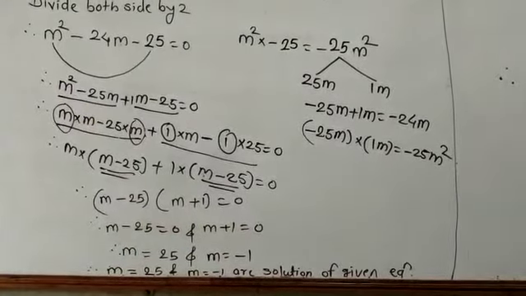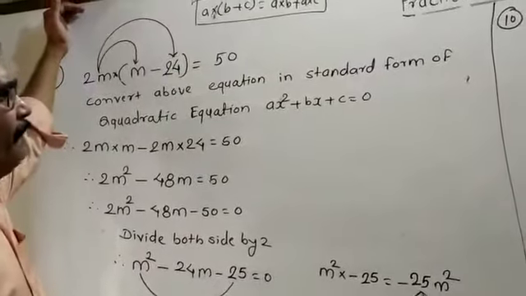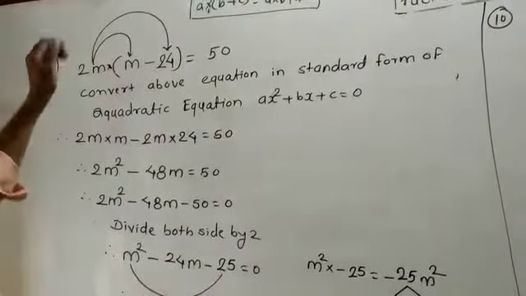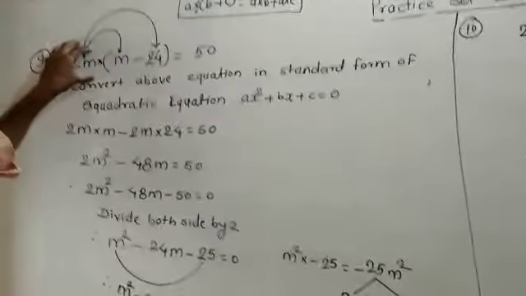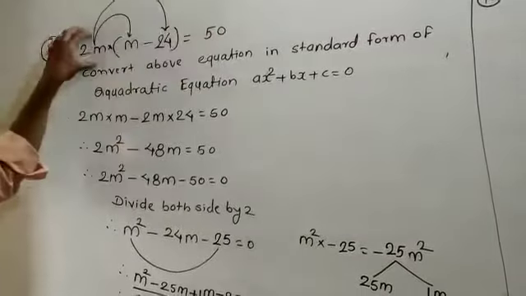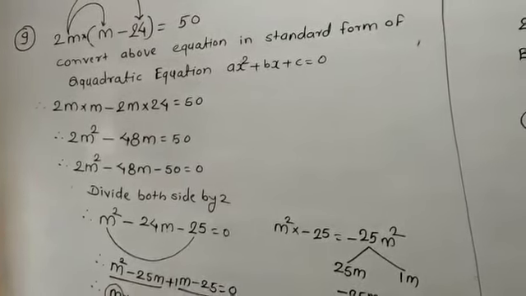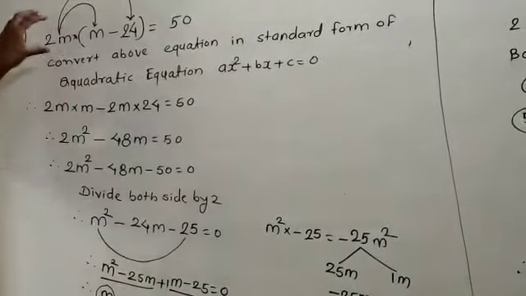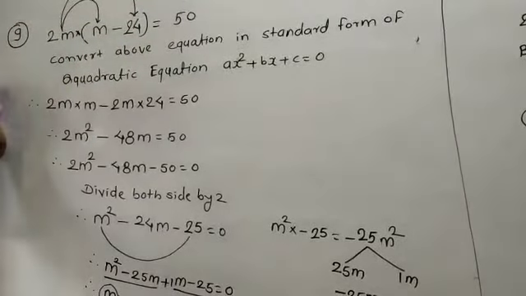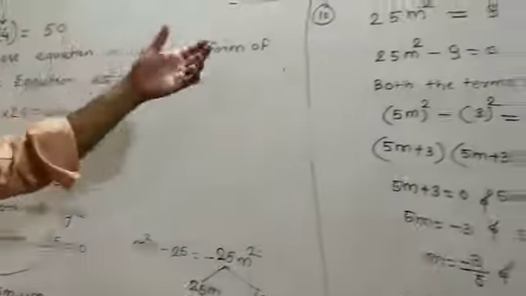Everybody understand? Means while solving this example you have to convert it into the standard form. Then you have to take the product of the first term and the last term and you have to solve. Otherwise, another way: if these are the factors, if you compare these factors directly with this 50, 2m is equal to 50 and m minus 24 is equal to 50, then also your answer will come. Everybody understand? If you compare 2m is equal to 50 and m minus 24 is equal to 50, at that time your answer will come the same. Then you have to come to the next question.